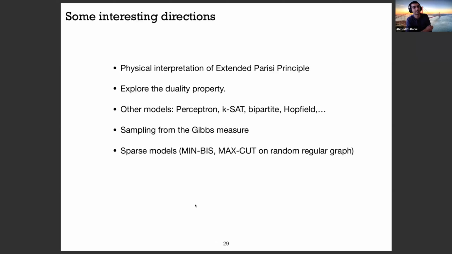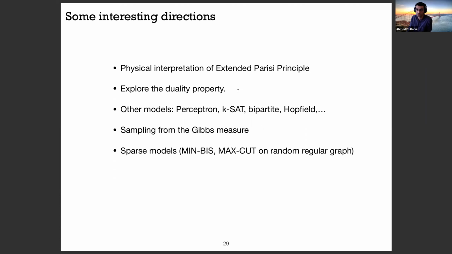Okay, so let's see. Some interesting directions here: one is to understand the physical interpretation of this extended Parisi principle. This is just what the algorithm gives. At least for now, it doesn't describe any intrinsic property of the landscape of the Hamiltonian. So we would like to understand if there is a physical interpretation of what the algorithm gives in terms of intrinsic properties of the Hamiltonian. That is not clear.